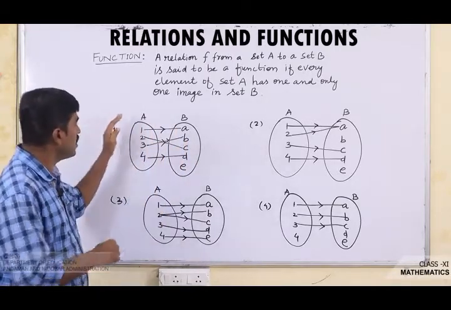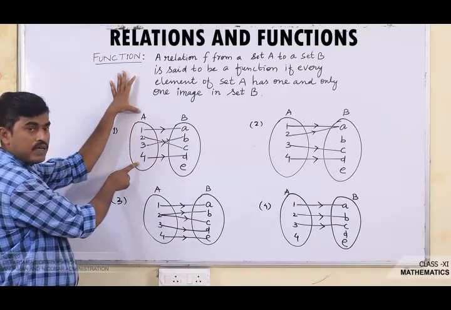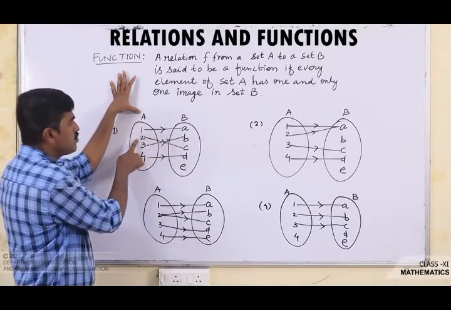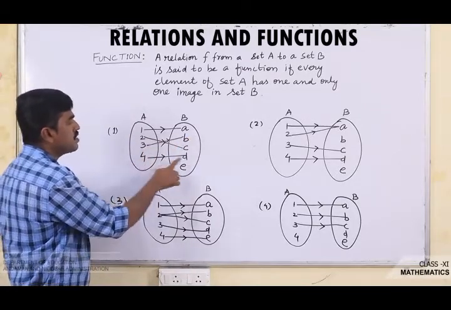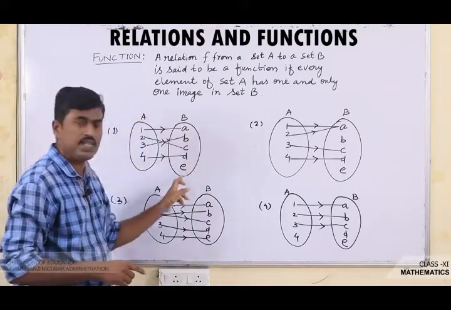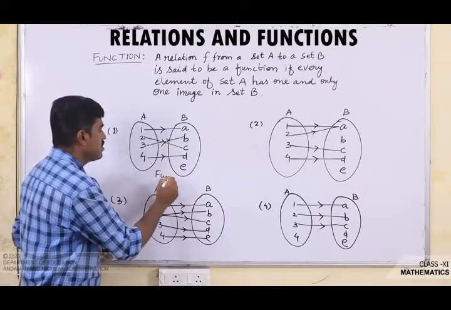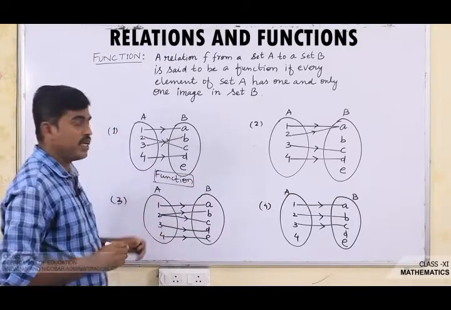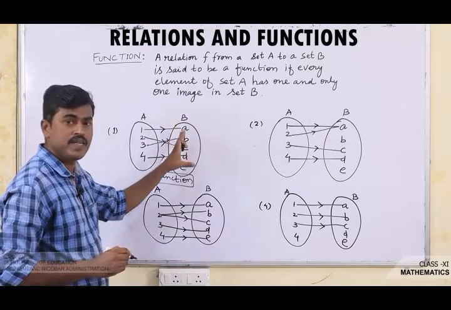Okay, so here in the set A all the elements 1, 2, 3, 4 have an image in the set B. The image of 1 is A, the image of 2 is C, the image of 3 is B, and the image of 4 is D. So every element of the set A has a unique image in the set B. So it is a function. This relation is a function.